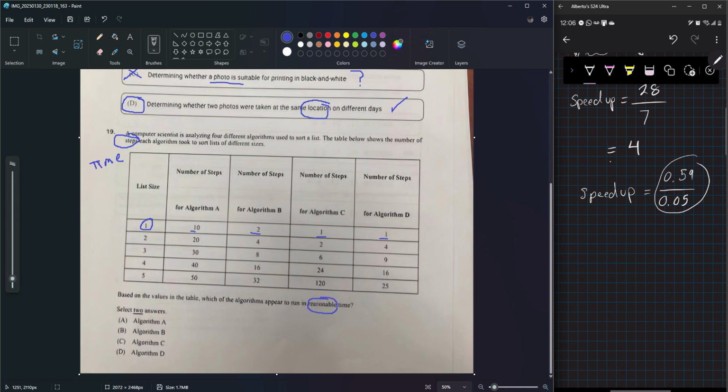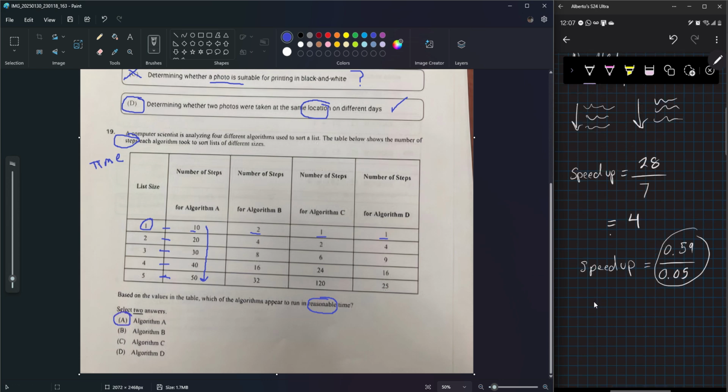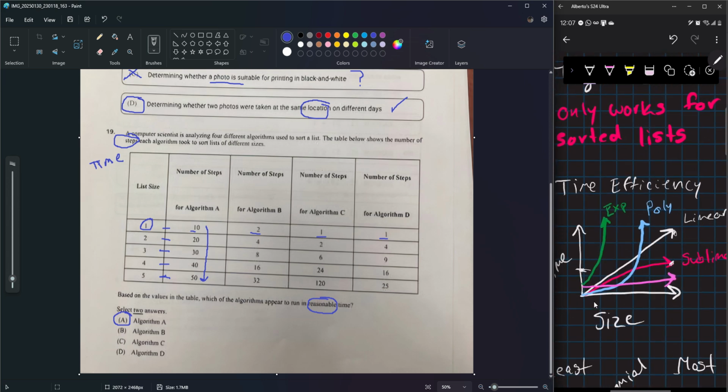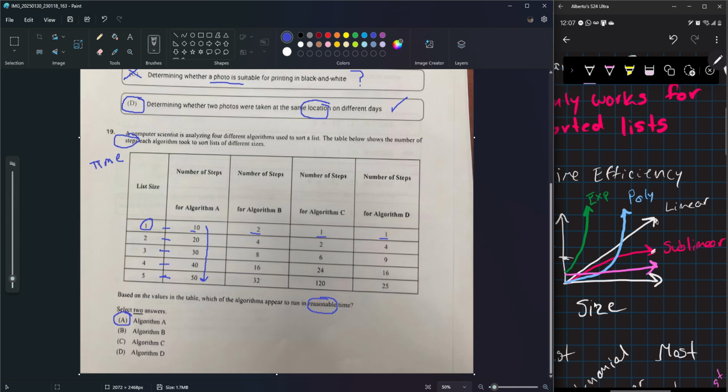So which one is the fastest, or the 2 fastest? So look at this one. It increases at the same rate as the size, right? So for 1 is 10, for 2 is 20, for 3 is 30. This is linear. So algorithm A is reasonable. For reasonable time, we're looking at reasonable are linear is reasonable, sublinear is reasonable, poly is reasonable, exponential is not reasonable.